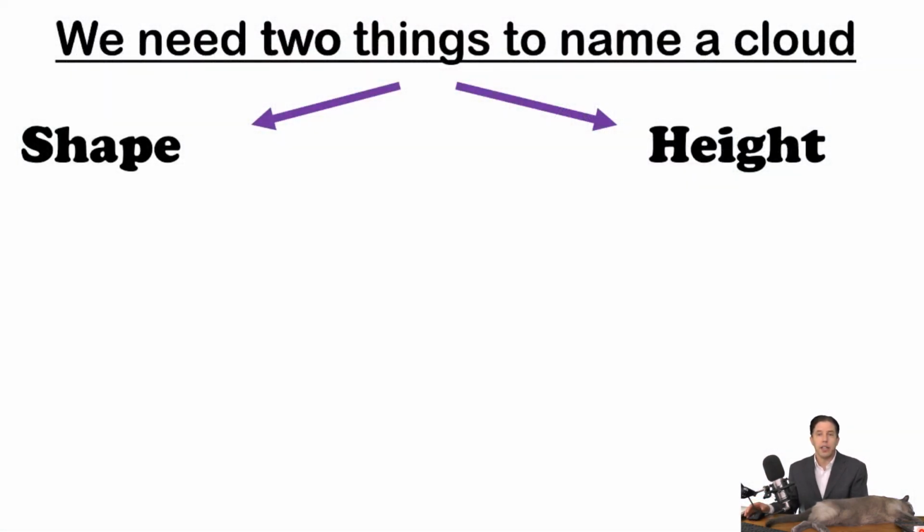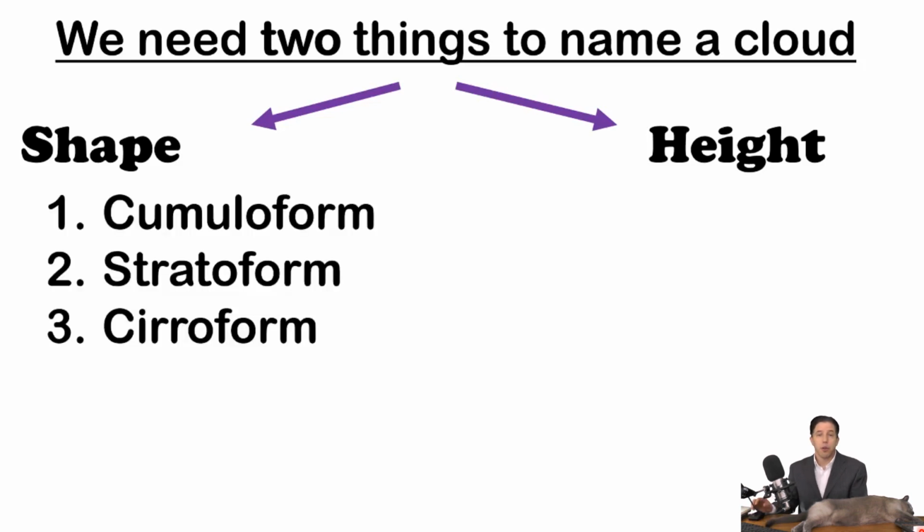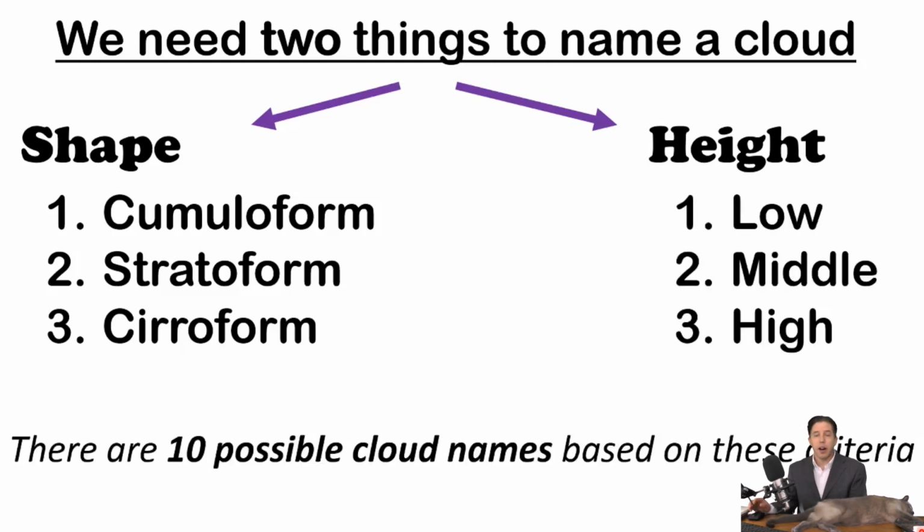Now, what we're going to learn here is how to identify and name clouds, and in order to do that, we need to know two things about the cloud. We need to know its shape, and we need to know its height above the ground. So for shapes, there are three general shapes that all clouds should fit into: cumuliform, stratiform, and cirroform. I'll show you examples of those in a second. And then there's three heights that all clouds should fall into, either low, middle, or high. So given those variables, there are 10 basic cloud types that we can come up with from this system.